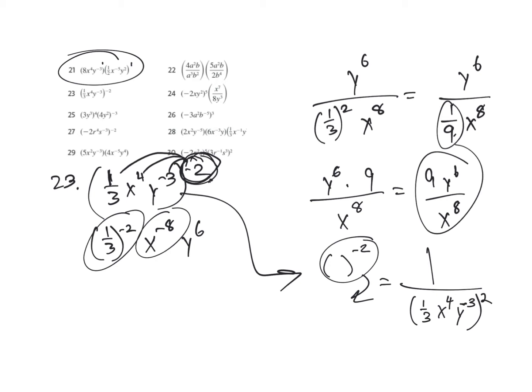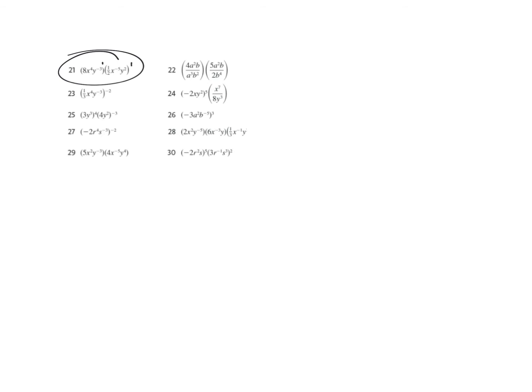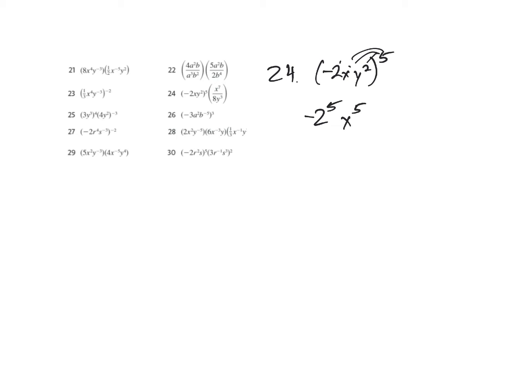All right, 24. Number 24. So we have an exponent outside of this parentheses. Let's go ahead and take care of that. Each one of these has its exponents, so distribute it through. Negative 2 to the 5th, x to the 5th, y to the 10th. All right? And then the next one is y to the 7th, x to the 7th over 8y cubed. Okay, so what do we have on top? You have negative 2 to the 5th. 2 to the 5th is 32, so that's negative 32.